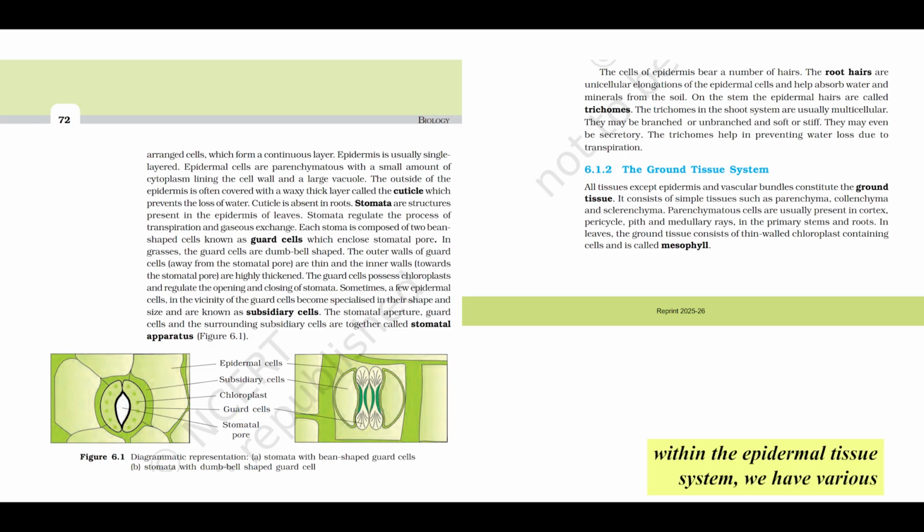Okay, finally, within the epidermal tissue system, we have various epidermal appendages. These are essentially specialized outgrowths or hairs on the plant surface. There are two main types you absolutely need to be familiar with. First, root hairs. These are quite remarkable.